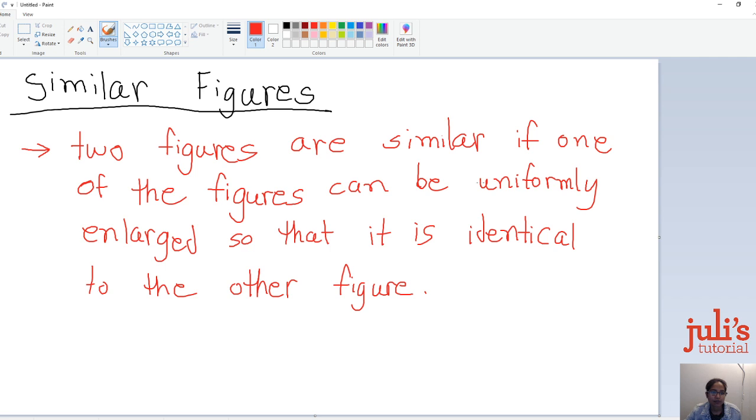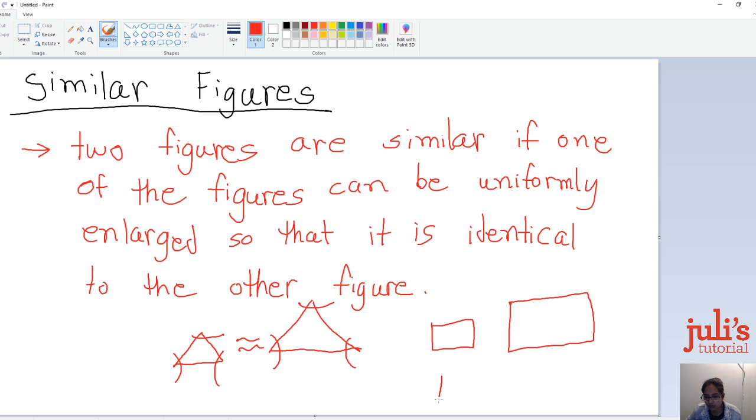So two figures are similar if one of the figures can be uniformly enlarged. What do I mean by that? So let's say I have one triangle, small, another triangle that's a little bigger, but they're still identical. They have the same angles, like the angle values are the same. But maybe this one is a little more enlarged than the other one. So these two are similar, okay? They are similar triangles or similar figures. It doesn't have to be triangles only. It could be a rectangle.